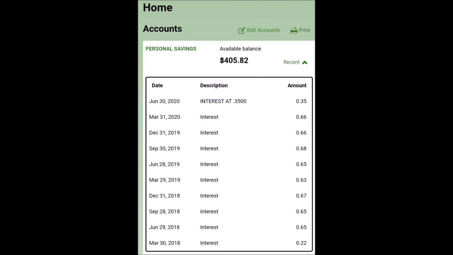This next screenshot is from a personal savings account of mine, and over the last 2 years, I've only earned $5.82 in interest, and the interest is paid out quarterly. So every 3 months, I get interest on this particular savings account.